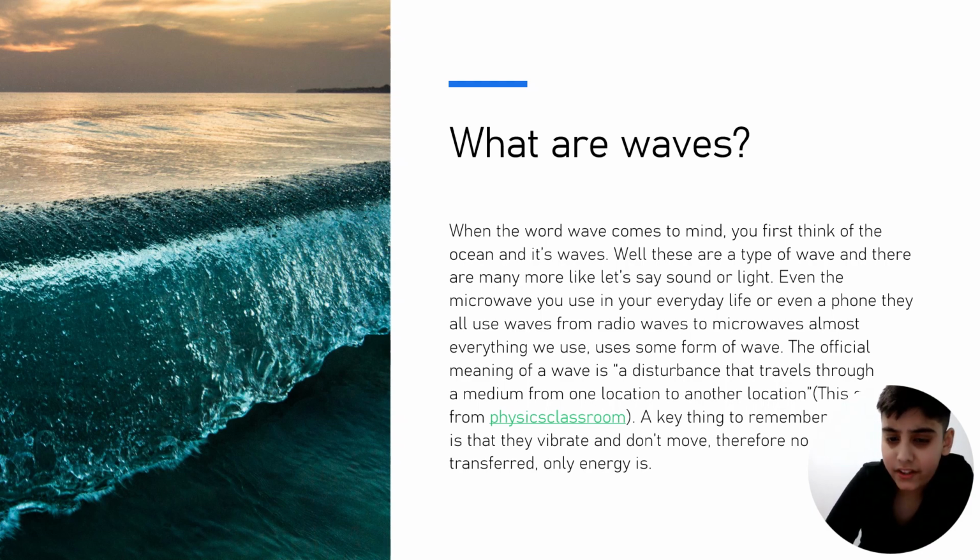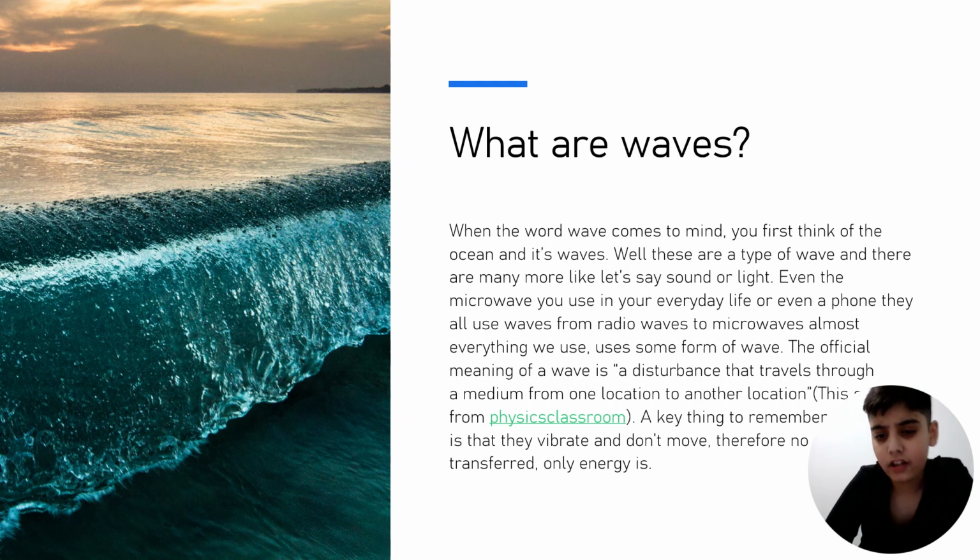So almost everything we use is used with waves. Think about your phone. Your phone uses waves. Your iPad uses waves. Any electronic device uses some kind of radio wave. Even the heater you have in your house uses waves. So a lot of things in your daily life probably use waves. But the official meaning of wave, just to clarify, is a disturbance that travels through a medium from one location to another. I got this quote from The Physics Classroom. If anybody wants to, please do check them out.